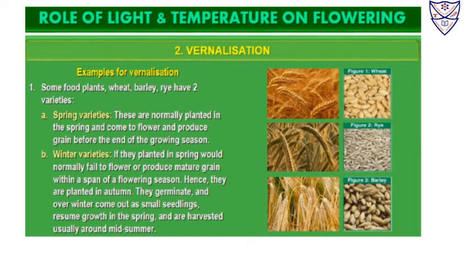Examples of vernalization can be seen in some food plants like wheat, barley, and rye. They have two varieties, spring varieties and winter varieties. Spring varieties are normally planted in the spring, and they flower and produce grain before the end of the growing season. Whereas winter varieties, if planted in spring, would normally fail to flower or produce mature grain within the flowering season. Hence, they are planted in autumn, they germinate, and over winter they come out as small seedlings. They resume growth in the spring and are usually harvested around midsummer.